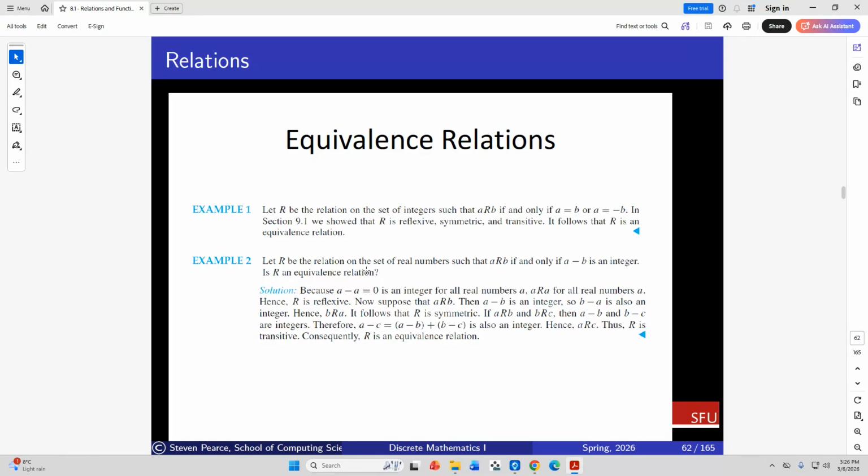Let me just get some paper here. One moment. I just can't separate pages anymore. Right.